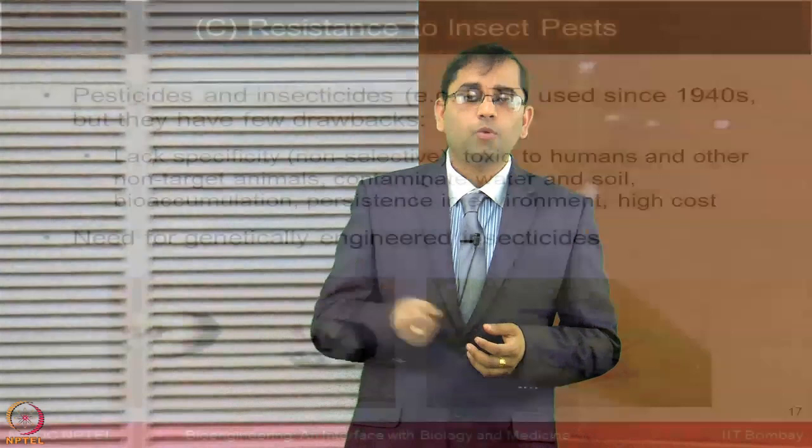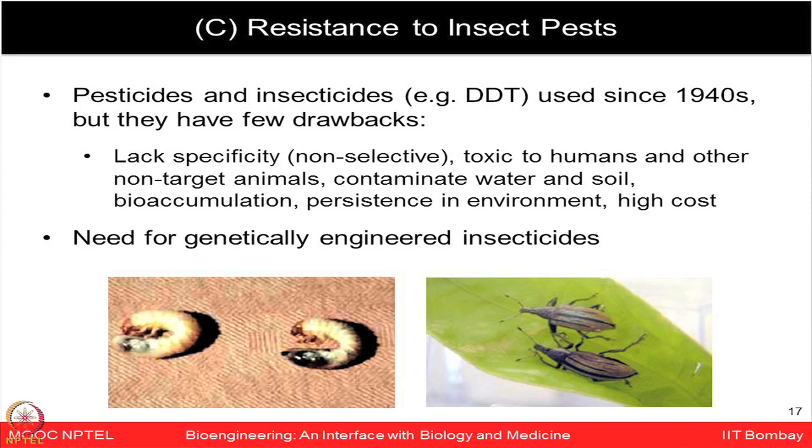So, after discussing the successful example of golden rice, which is grown in large areas and has really changed the nutritional quality of rice, now let us come to the third most cited topic, resistance to insect pests.